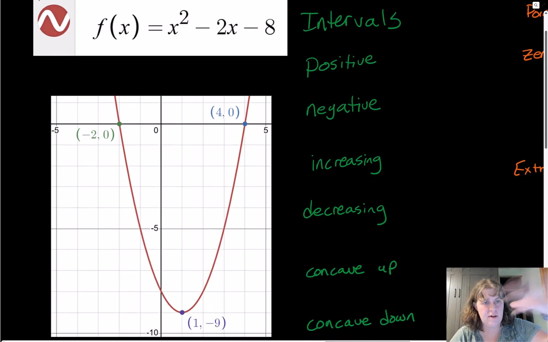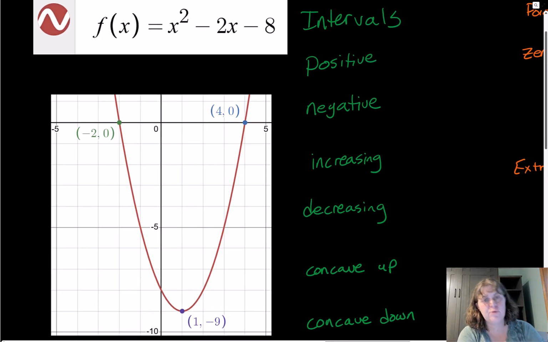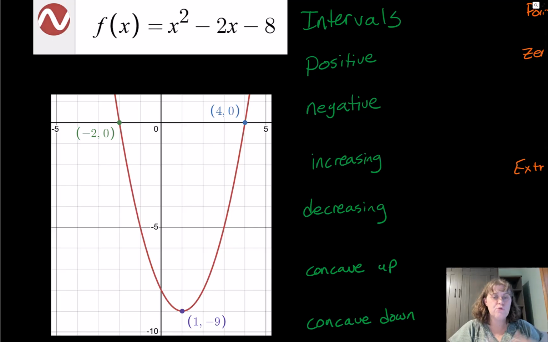So here's another function. We've got f of x is equal to x squared minus 2x minus 8. So a nice happy little quadratic. Real quick, let's go through and do the intervals. Where is it positive? Where is it negative? Positive and negative just has to do with where the x-axis is. Things above the x-axis are positive.